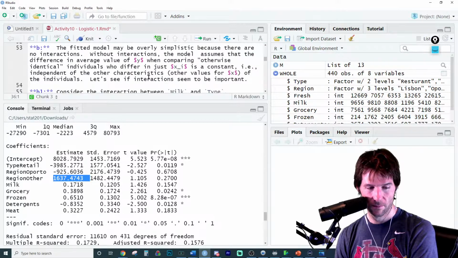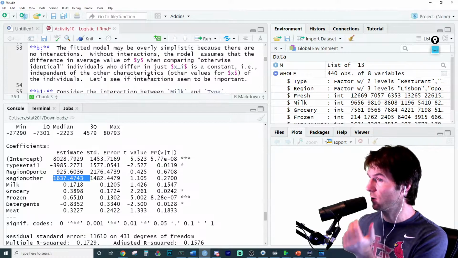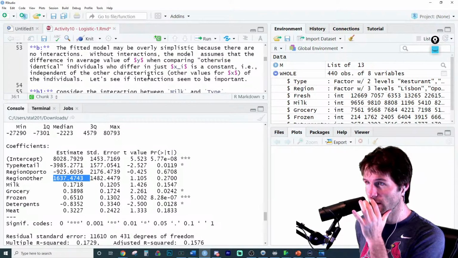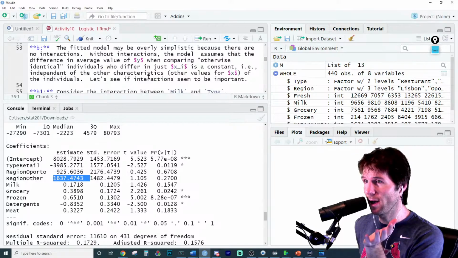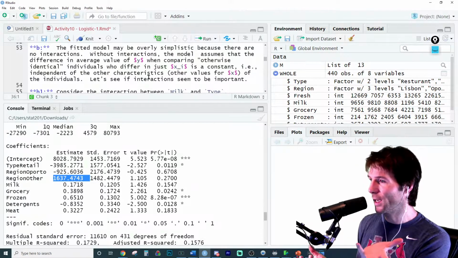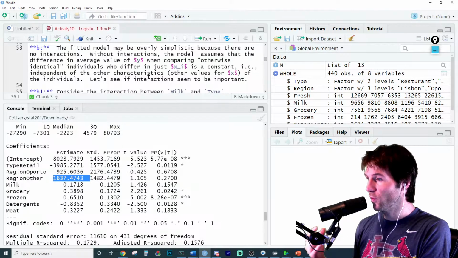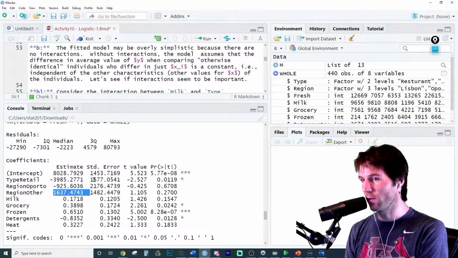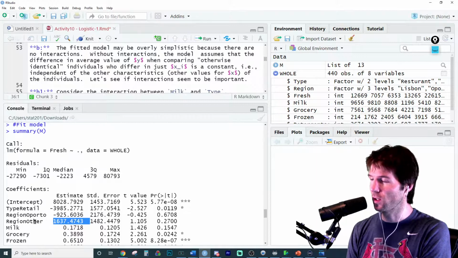Going down. The fitted model may be overly simplistic because there are no interactions. Without interactions, the model assumes that the difference in average values of y when compared to otherwise identical customers in just x sub i is the constant of the x variables, independent of the other values of x's. So basically, one x doesn't impact another x. Pretty fancy way of saying that. Say, the way in which fresh, which is the y variable, the way in which milk explains fresh does not depend on the region it's bought in.